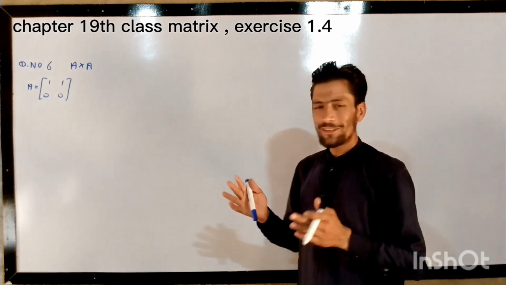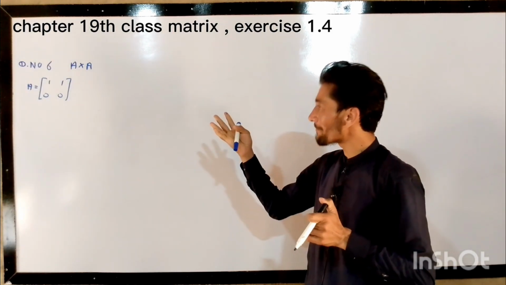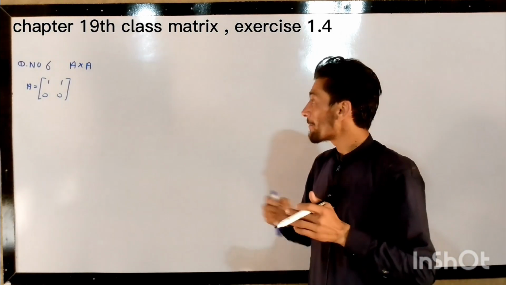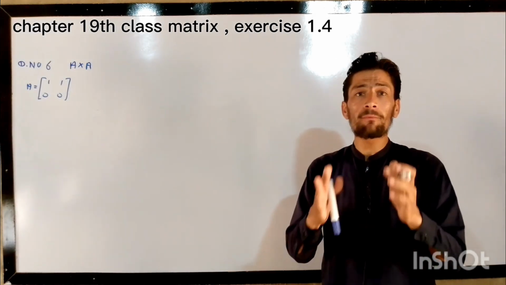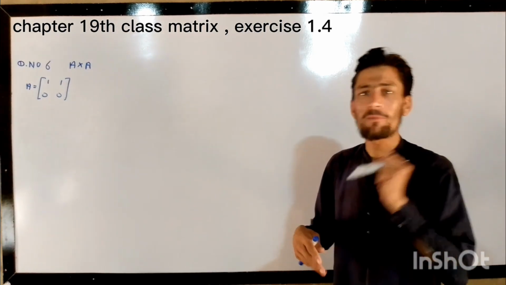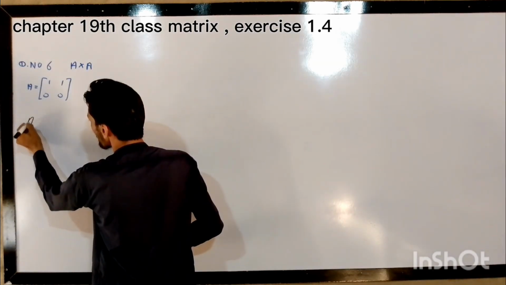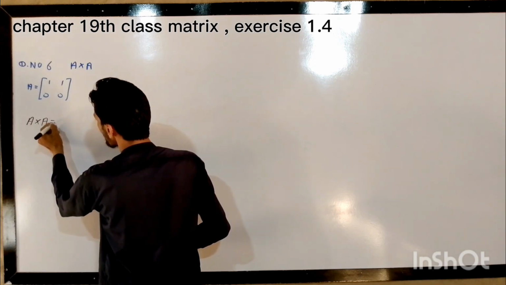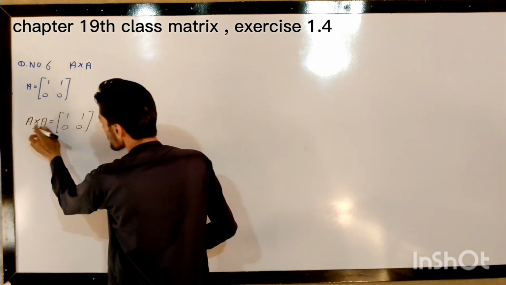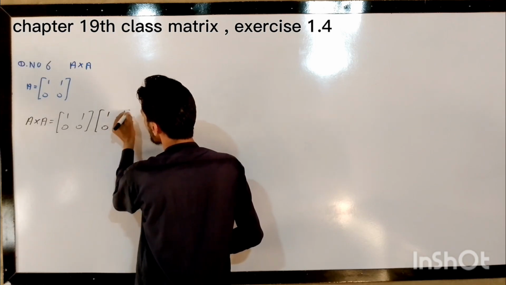Question number 6 is so easy. The simplest question in this matrix class is question number 6. And this is: if A is equal to 1, 1, 0, 0, now find out the self product of A, meaning giving the product of matrix A with matrix A. So I will give the product like this: matrix A will be multiplied with matrix A, which is 1, 1, 0, 0. Okay. Now self multiplication, and that is 1, 1, 0, 0.